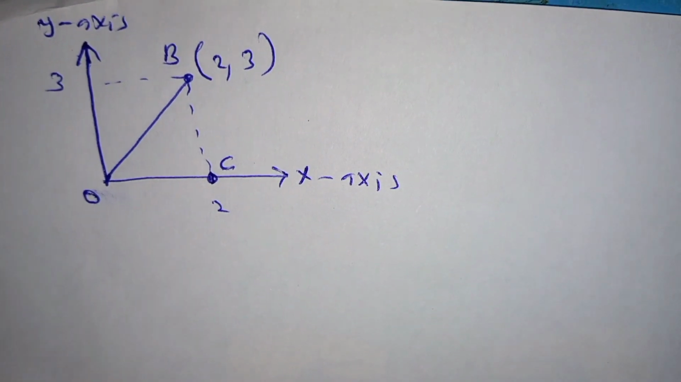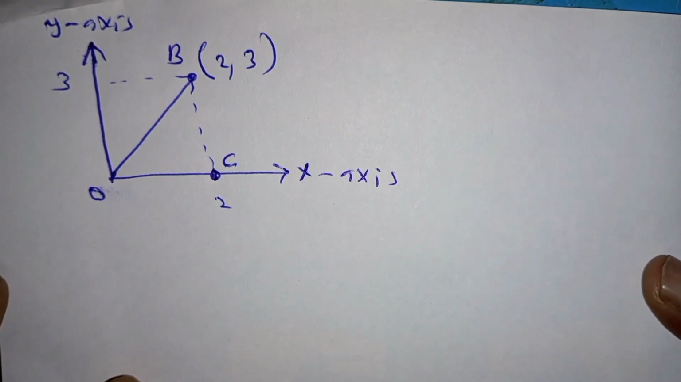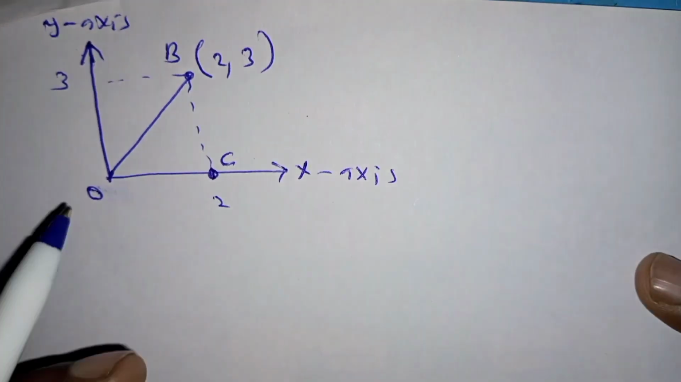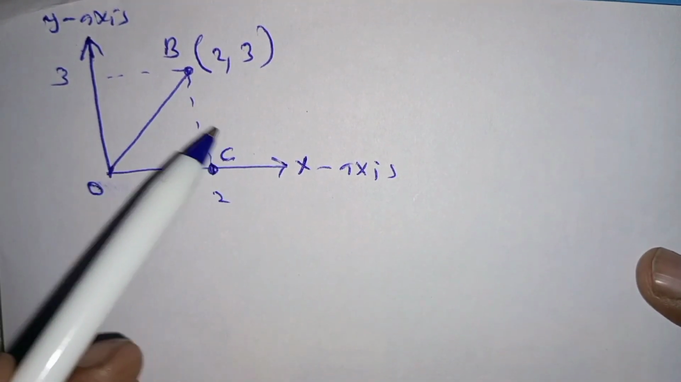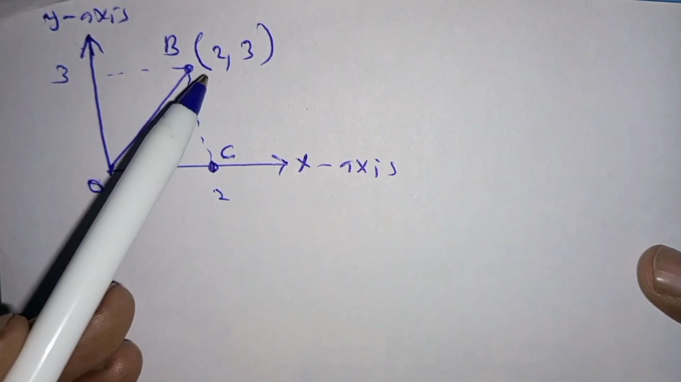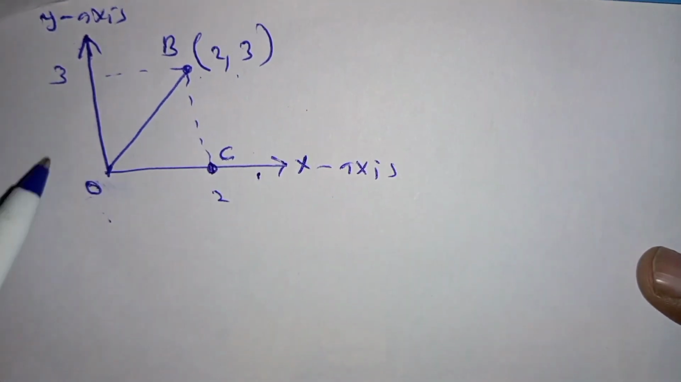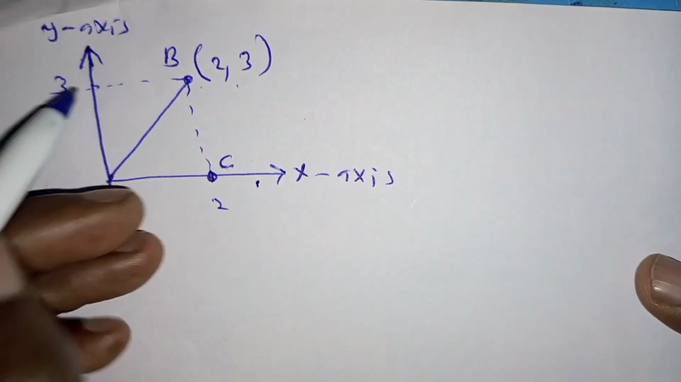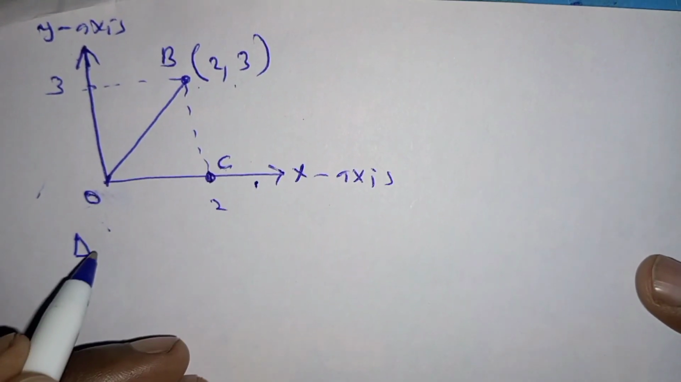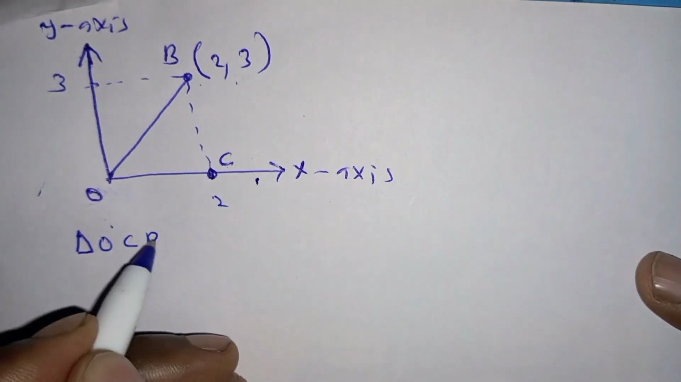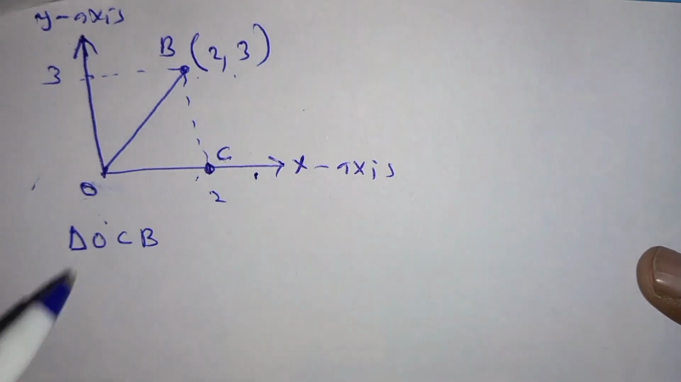Hello and welcome. Let us see how we can determine the modulus or the size of a vector in 2D. So here we are considering point B whose position is (2, 3), meaning that it is 2 units along the x-axis and 3 units along the y-axis as shown here. Now, if we consider triangle OCB, you can see it is a right-angled triangle.